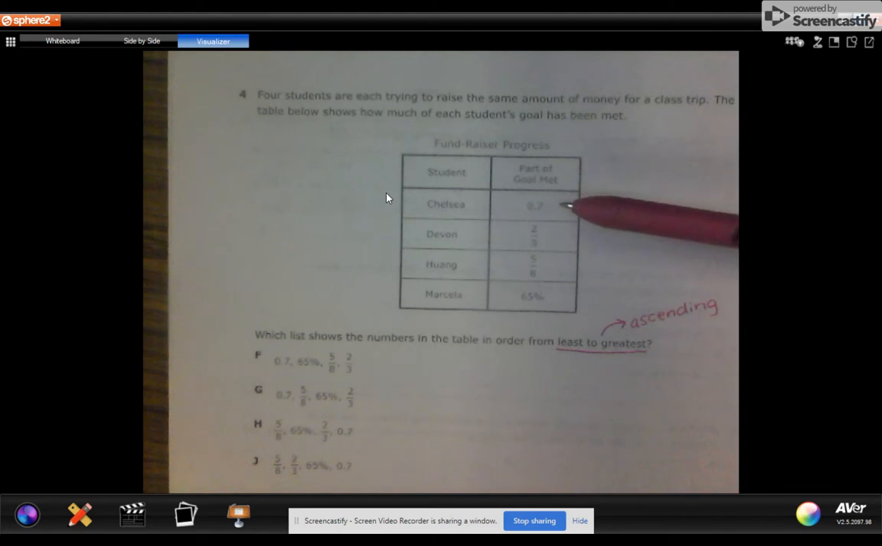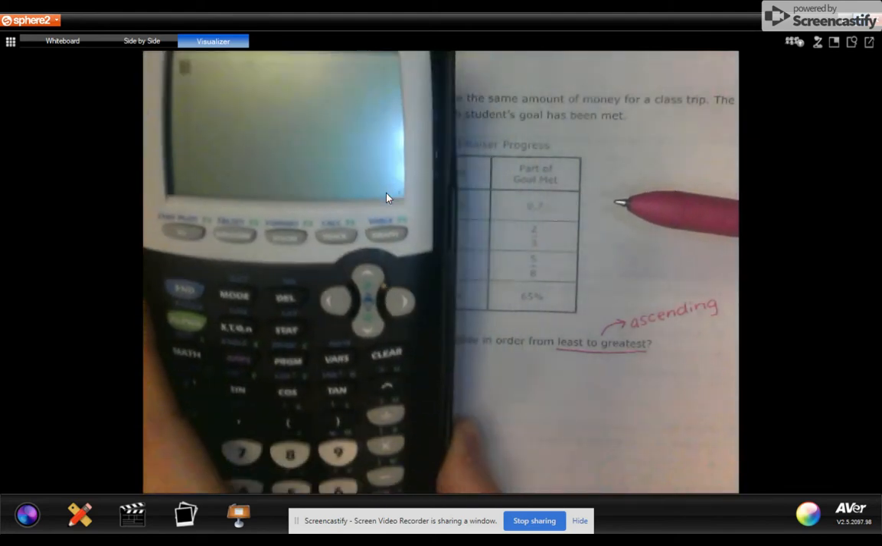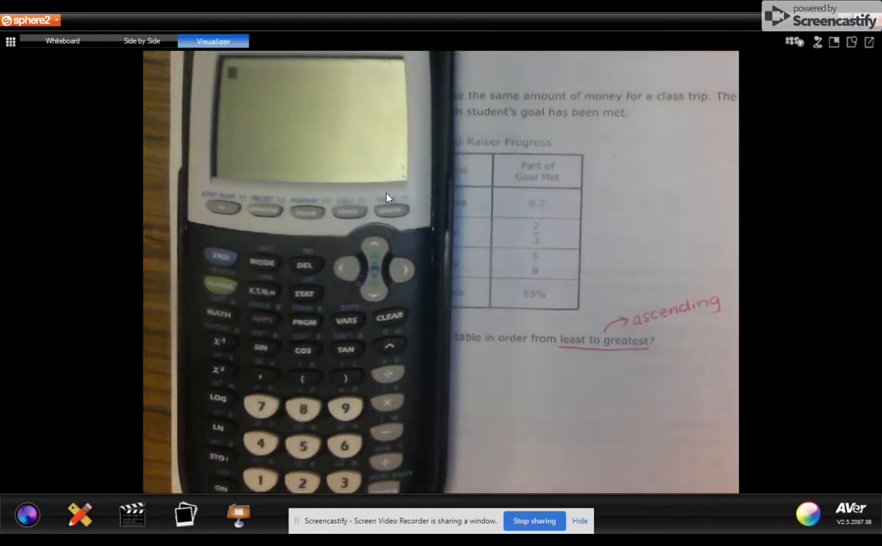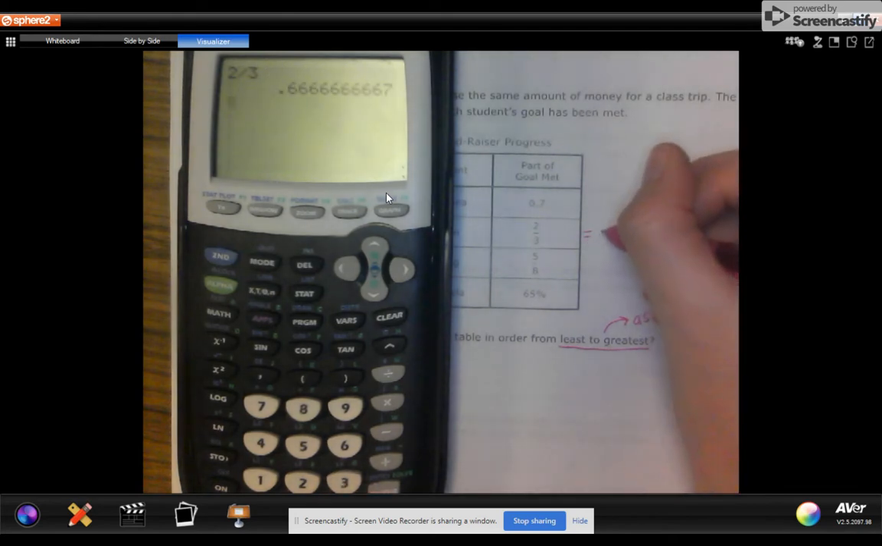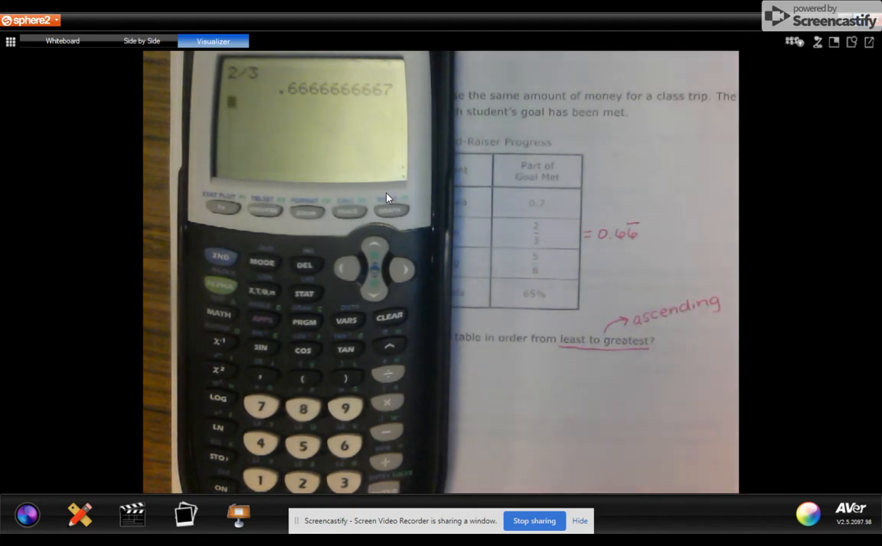So 0.7 is fine, it's already a decimal. 2/3 though, I'm going to go ahead and bring my calculator over. I'm going to hit the 2, division sign, then 3, hit enter, and I get 0.66 repeating. Okay, I'm going to use that little line above the 6 in order to represent that that is just going to keep repeating.